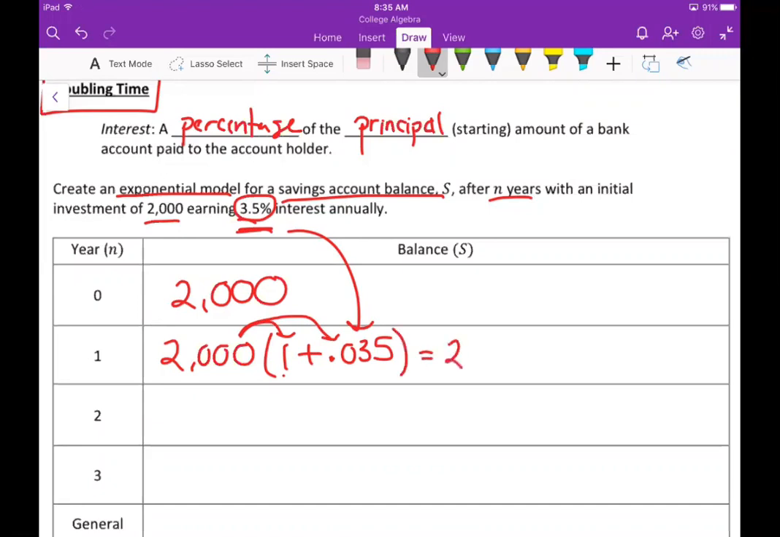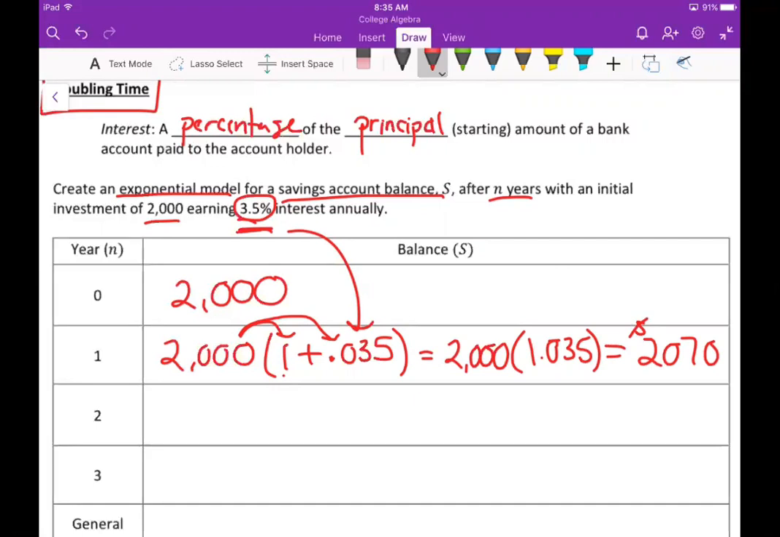So do this in your calculator. That's taking 2,000 times 1.035. And if you do that, you will get the new balance of the account, which is $2,070 after the first year.